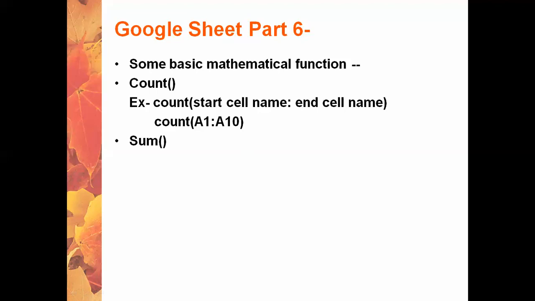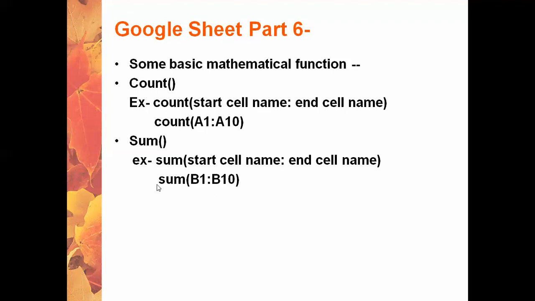Then our next formula will be sum. It will be written as sum, then an opening parenthesis and a closing parenthesis. The formula will be sum, opening parenthesis, and then again we write the start cell name, colon, end cell name. For example, we will write sum, opening parenthesis.